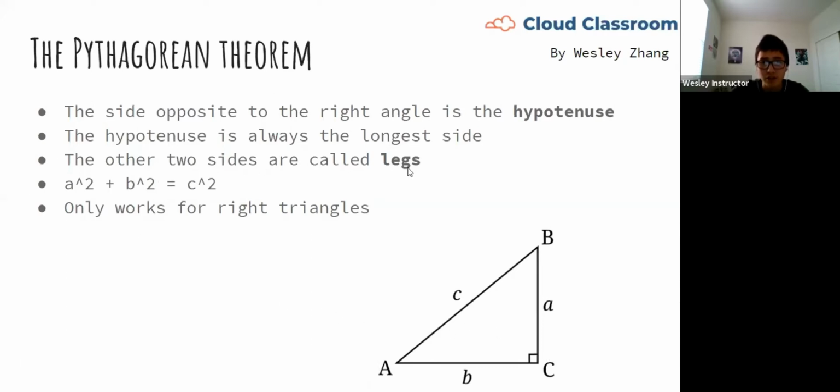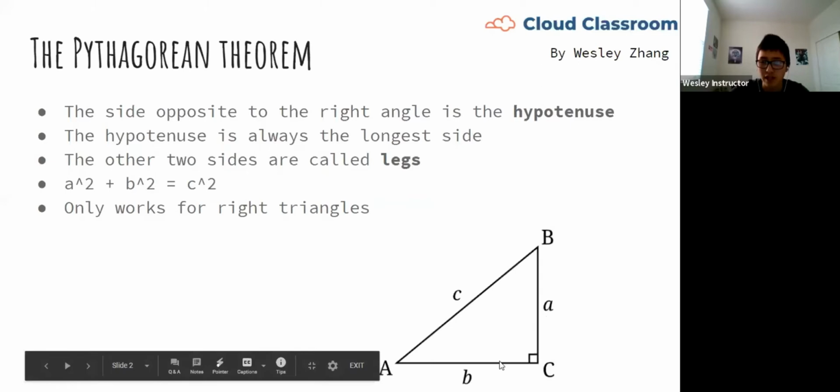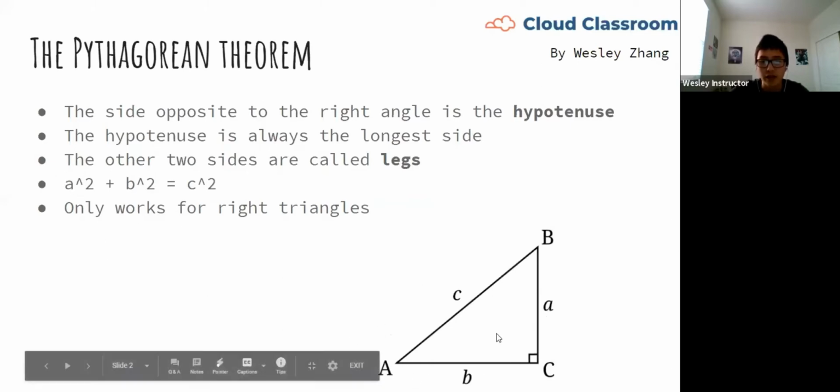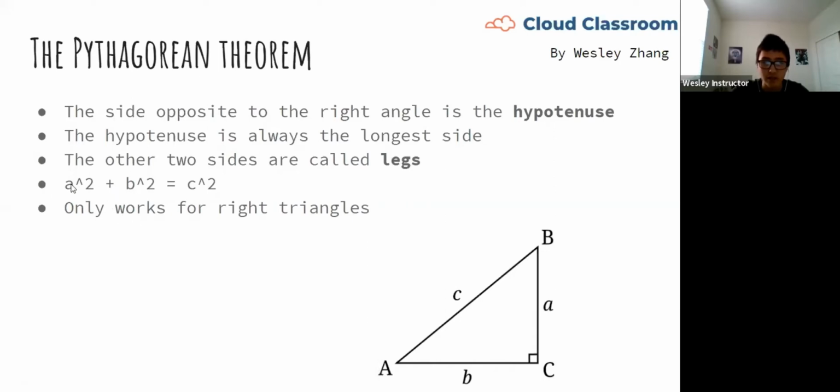And the other two sides are called legs. So the two shorter sides, A and B, are the legs. And this is the Pythagorean theorem: the length of A squared plus the length of B squared equals the length of C squared. So the leg squared plus the other leg squared equals the hypotenuse squared. And this only works for right triangles.